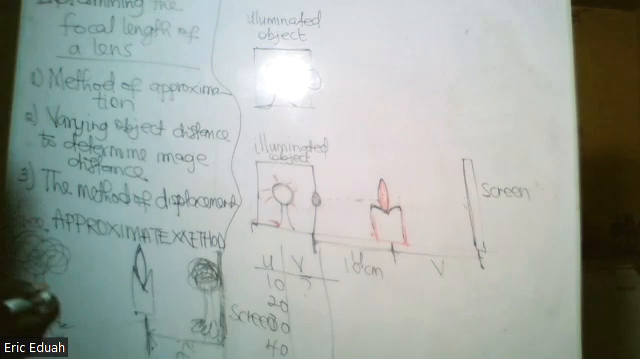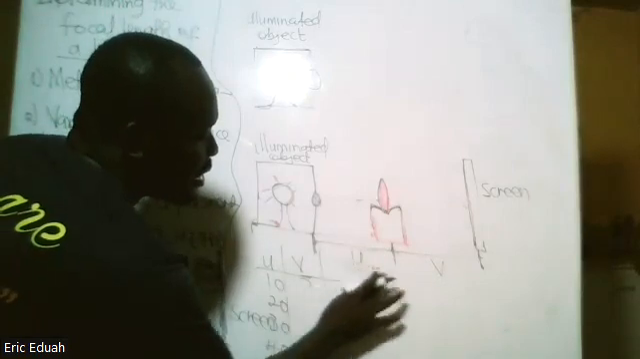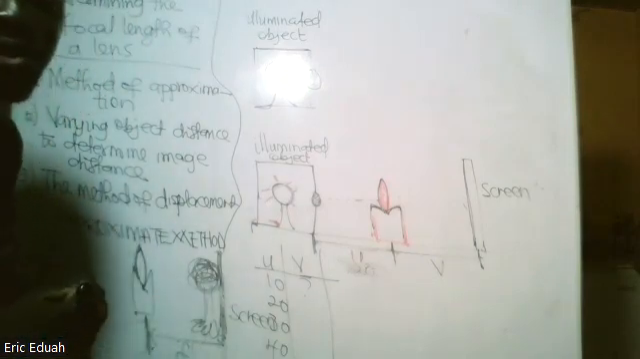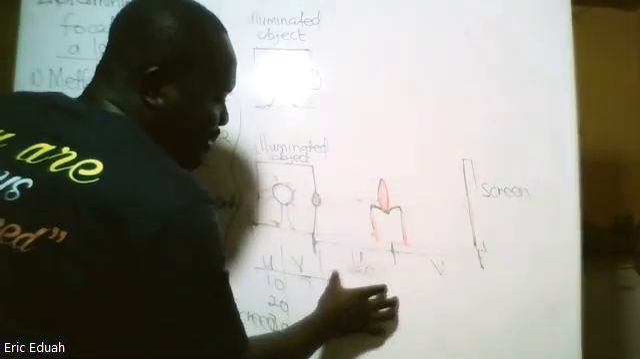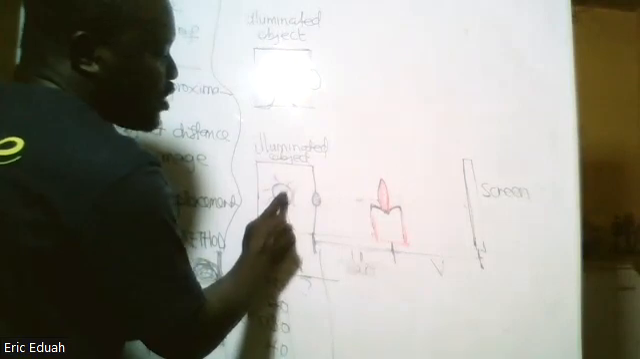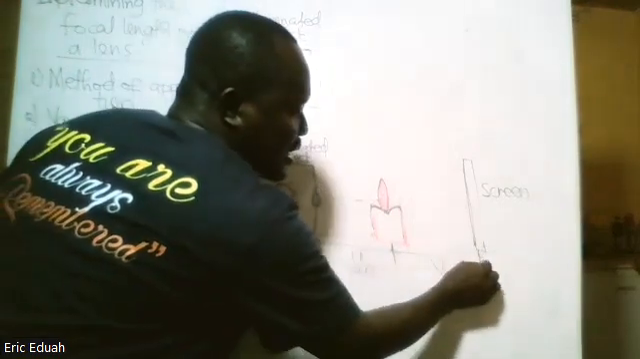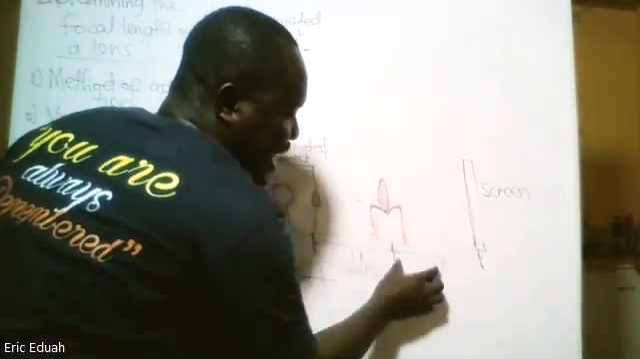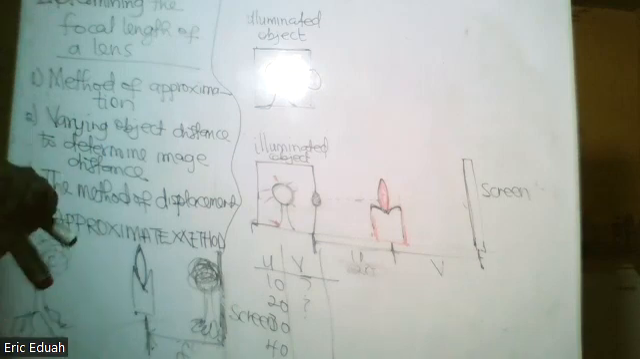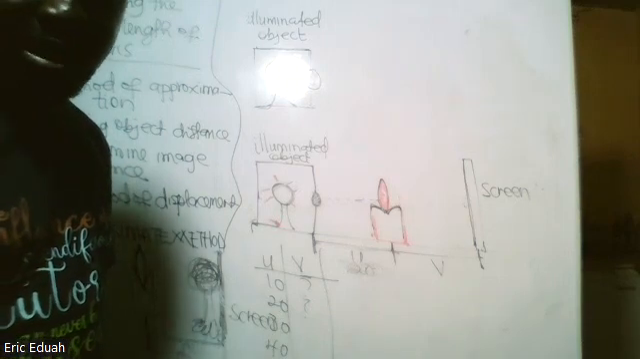Then I measure the second, 20 centimeters. This time let U be equal to 20. You take the measurement, that's what you do in the practical. After measuring, you move the screen back and forth so you get a very sharp image on the screen. Then you record the distance from the lens to the screen, because the image is on the screen, as V. You record it against the 20. So every U gives you a corresponding V. Please, are we okay?